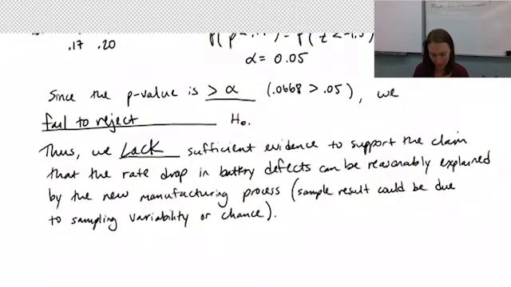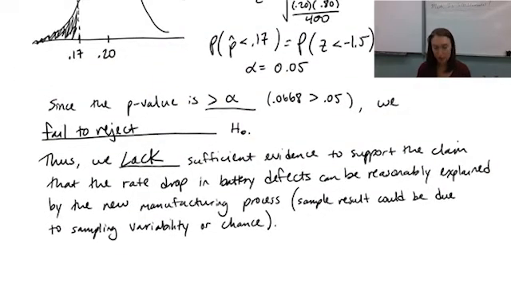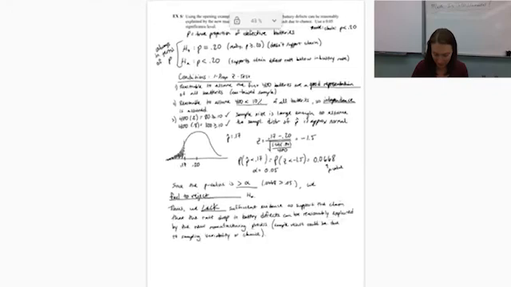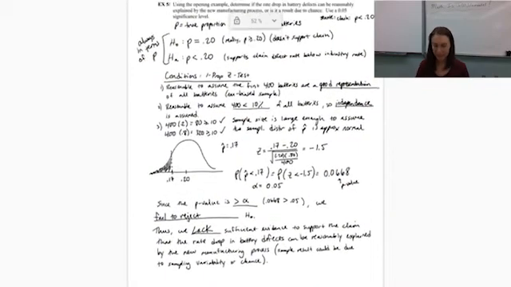So I'm writing my conclusion. Make sure you state the link between the p-value and the alpha level, and whether you reject H naught or fail to reject H naught. So look at that, that is a lot. And that is what a hypothesis test looks like. Let's do another one.